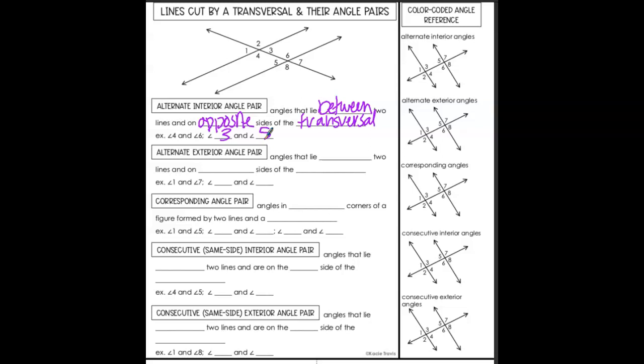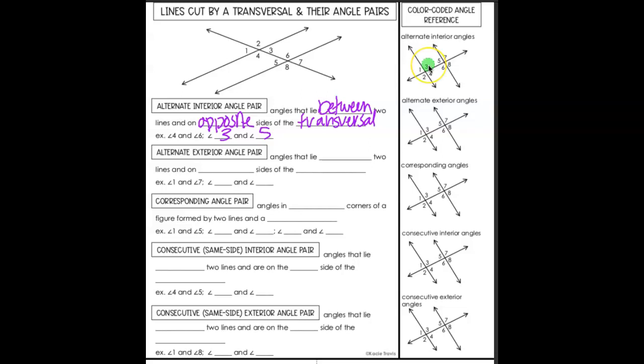Okay, so over here where it says alternate exterior angles, do you see where I'm at? I want you to grab one of your highlighters. So they have to be on the inside. So what 4 angles are on the inside? 3, 4, 5, and 6 are on the inside, right? Okay, now which ones are on opposite sides of the transversal?